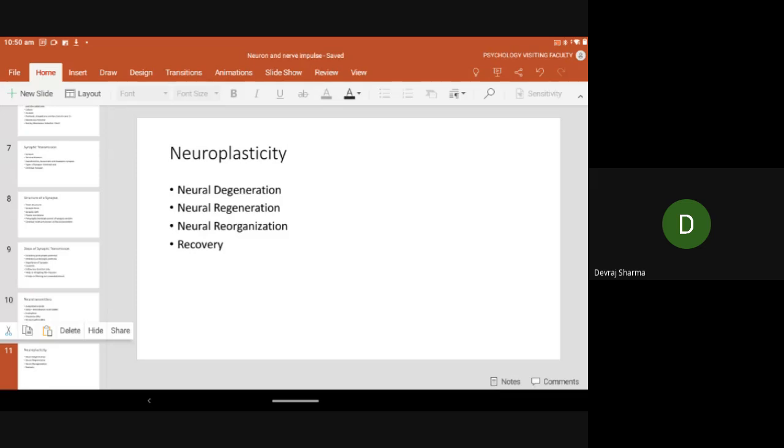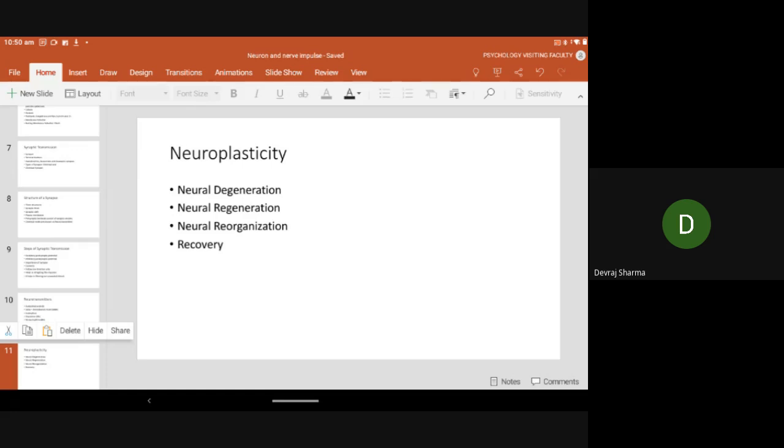Now, when the axon of the neuron is cut, it causes two kinds of degeneration or deterioration. What are they? When the axon breaks from the point of cut towards the terminal button, it is known as anterograde degeneration. These are very important for your short questions. And what is anterograde degeneration? The distal end of the axon degenerates.